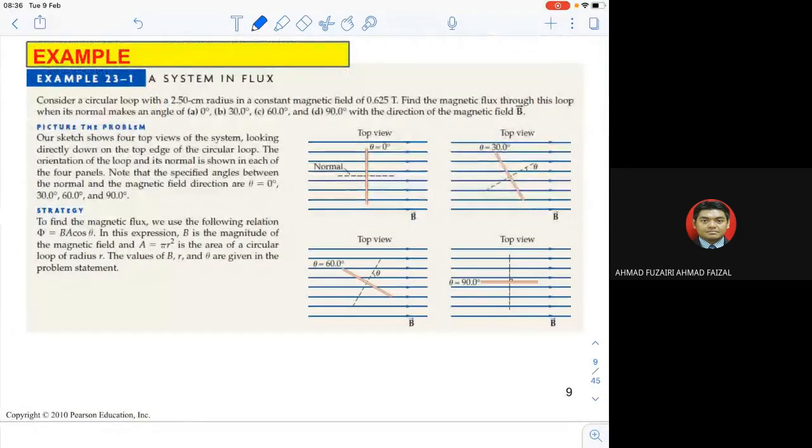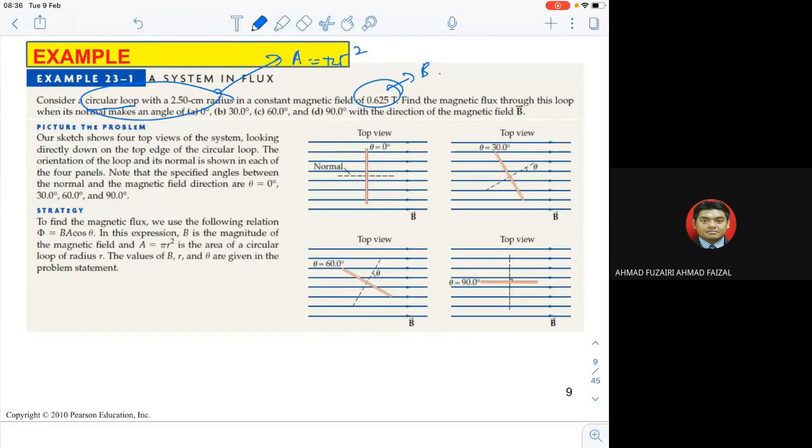Consider a circular loop with 2.5 centimeter radius. Okay, circular loop, 2.5 centimeter radius. So this statement wants you to get the area. What is area? Pi r squared. In the constant magnetic field, so this should be your B.